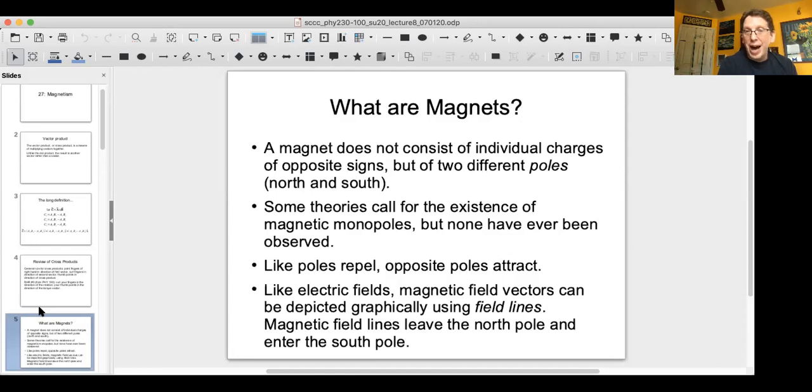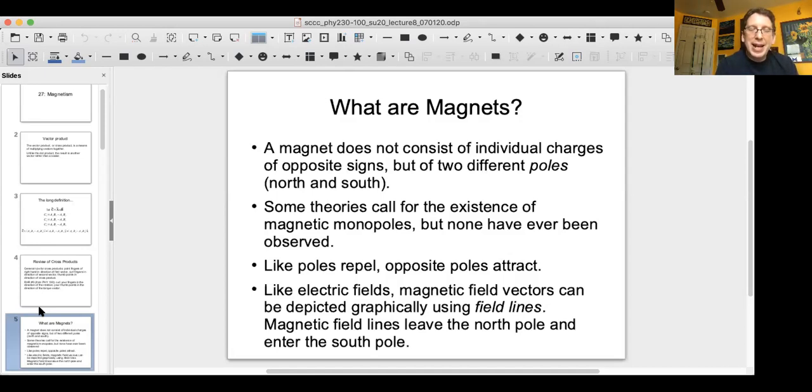One thing they have in common, magnetism has in common with electricity, is that like poles repel. So you put two north poles near each other, they will repel. You put two south poles near each other, they will repel. You put a north pole near a south pole, they'll attract. So it's a similar property to electrical charges in that sense.